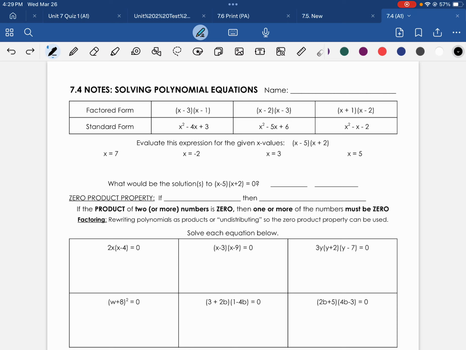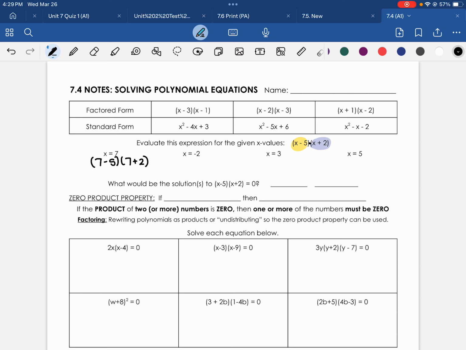If you know what x is, this is just a number and this is just a number that are being multiplied together. We don't write that multiplication dot because that's what the parentheses do for us. And that's it. Okay, so what we're going to do is evaluate this for x equals 7, which means rewrite it but replace the x with a 7. So 7 minus 5 and 7 plus 2 instead of x minus 5 and x plus 2.